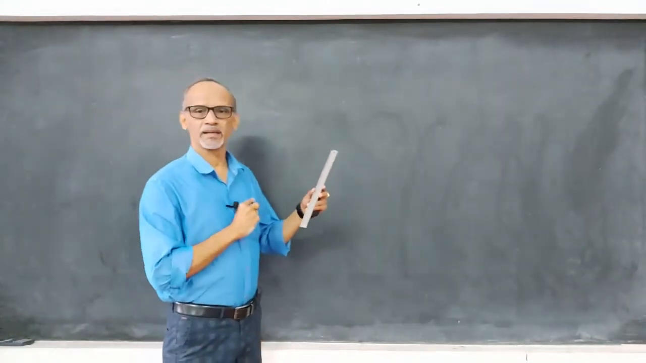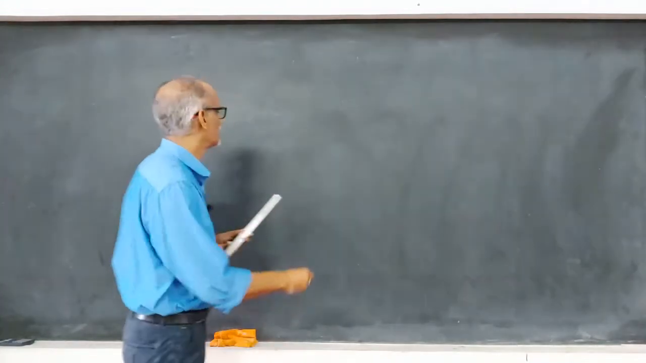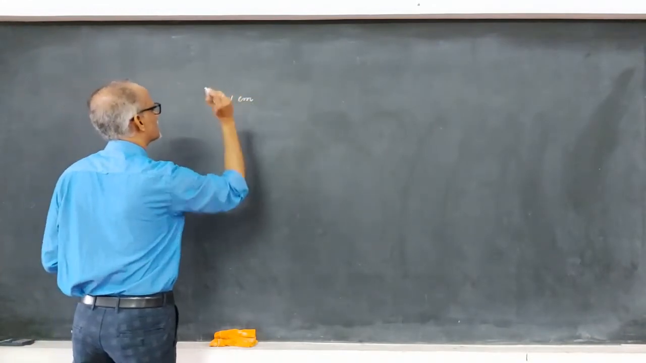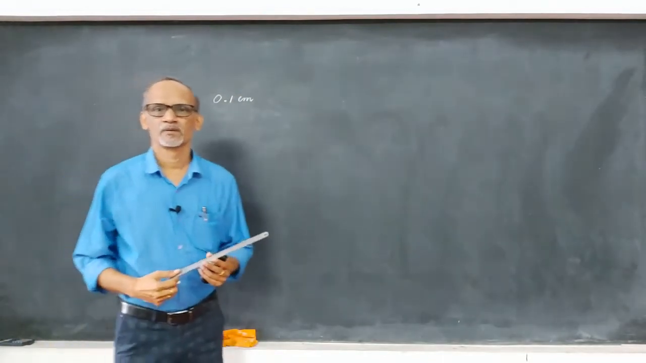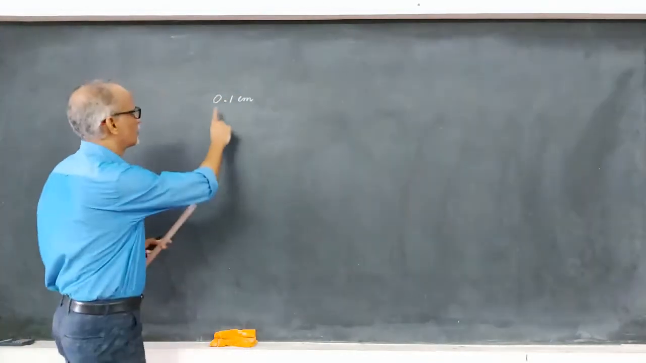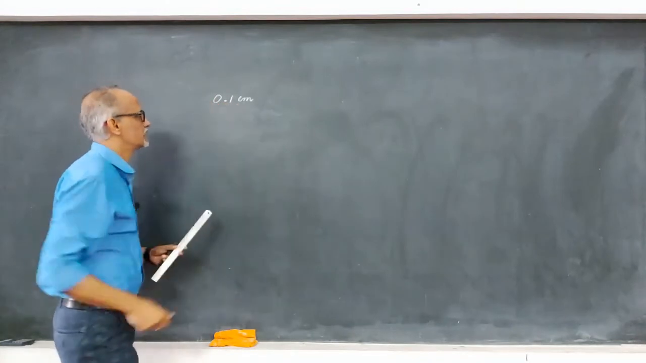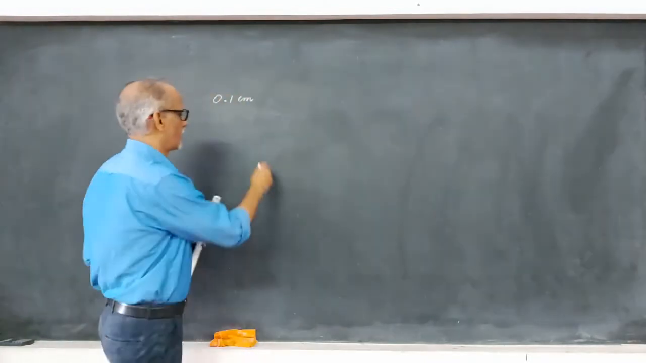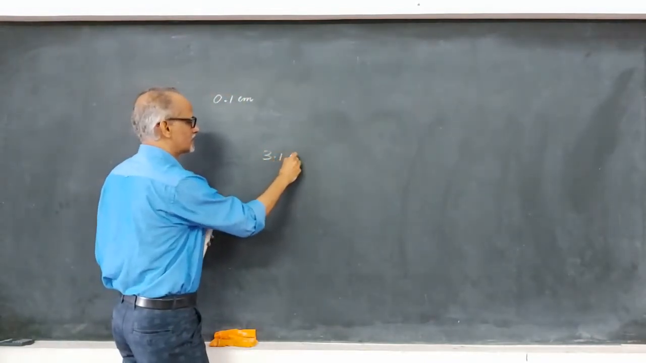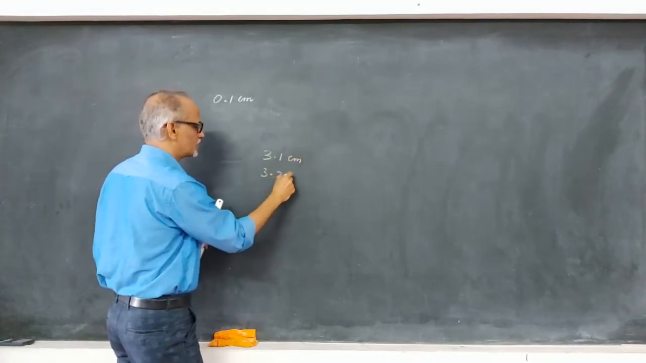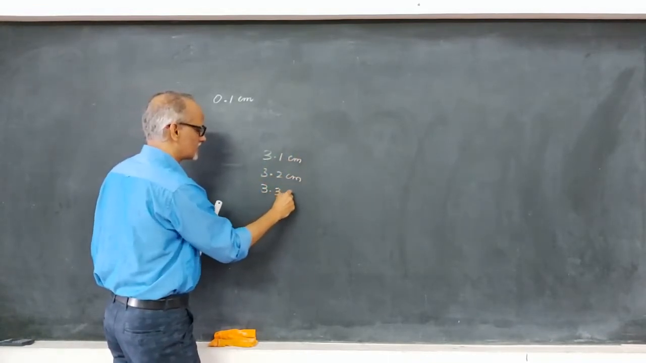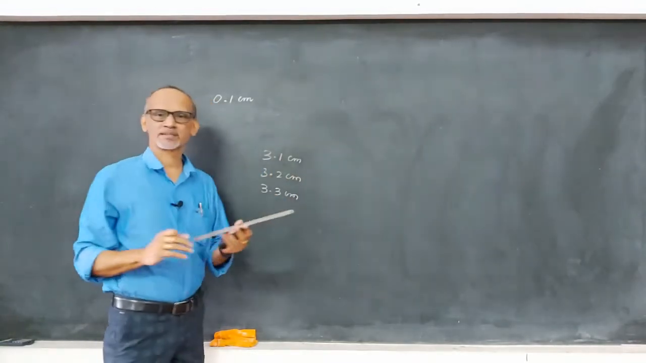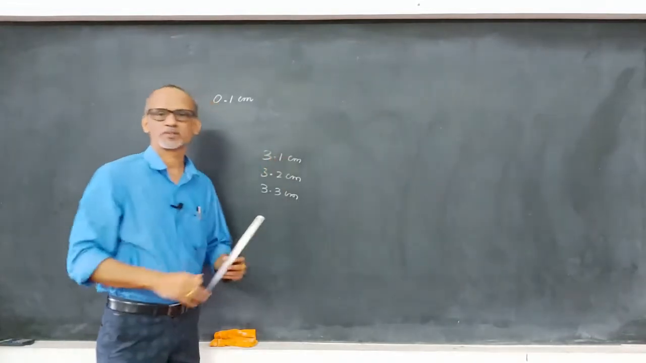Now, using this scale, the least value that I can measure is 0.1 centimeter. What is the least value that I can measure? It's 0.1 centimeter. So, the readings are like 3.1 centimeter, next to that 3.2 centimeter, 3.3 centimeter and so on. I cannot measure the next digit here. Using this scale, I cannot measure 3.11, not possible.